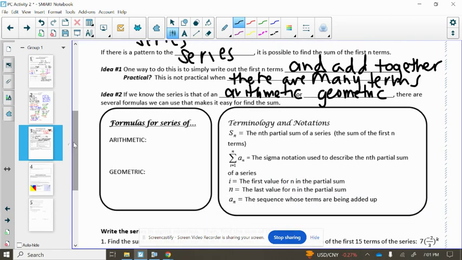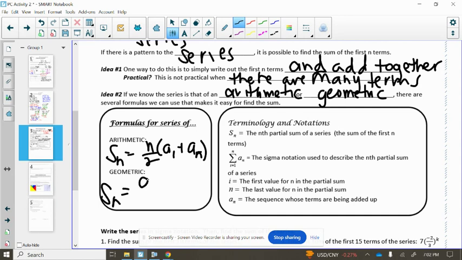Now, we've talked about the arithmetic one, right? S sub n from an arithmetic standpoint, where we take n divided by 2 times the first term plus the last term in this amount we're trying to add up. So we've talked a lot about that. We also can do this, though, for a geometric series.